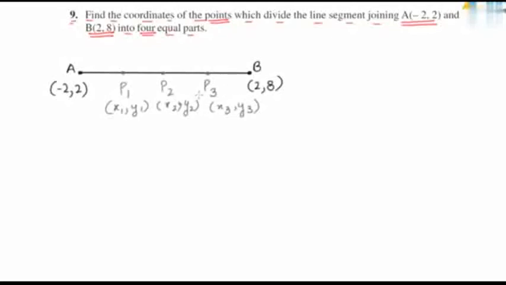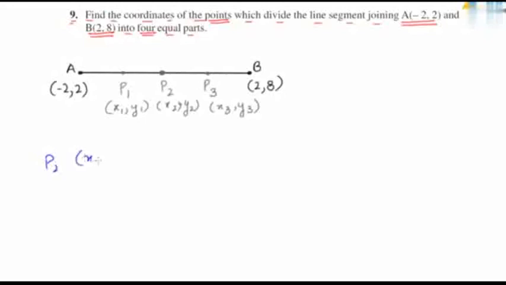So first of all, we will find the coordinates of P2, because P2 will be the midpoint of AB. That is, first we will divide it into 2 equal halves and then we will divide those 2 halves into 2 equal halves. That is, first we will find the midpoint of AB.